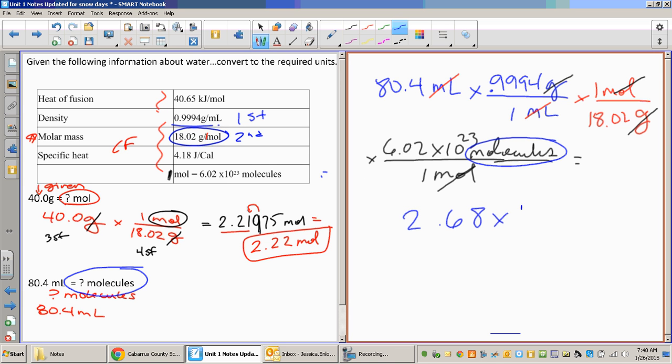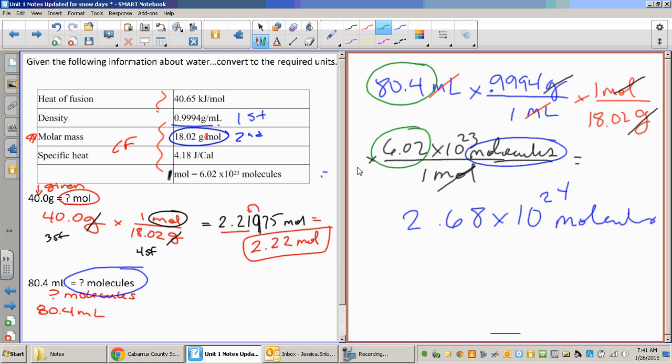2.68 times 10 to the 24 molecules. And how many sig figs throughout the problem, or which was my limiting number of sig figs? Who was my weakest link? Yeah, 3 sig figs, because I see this one only has 3 sig figs, and this one only has 3 sig figs, and both of those are my weakest links.